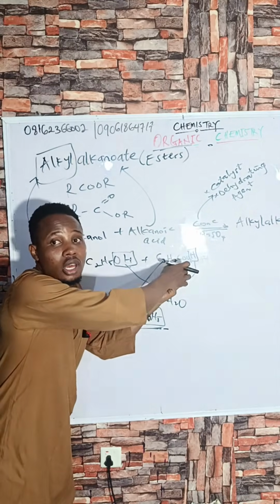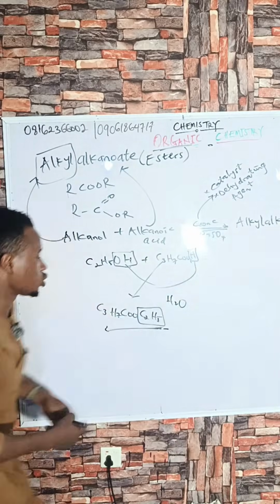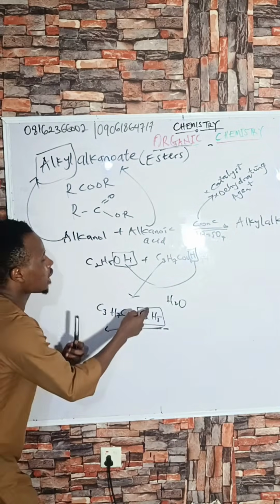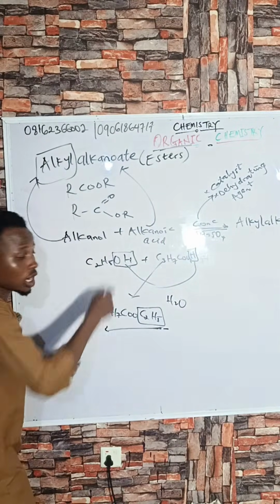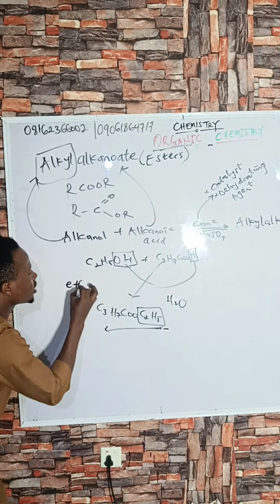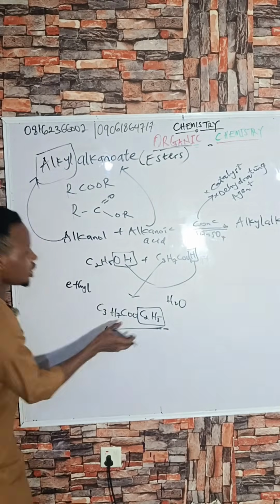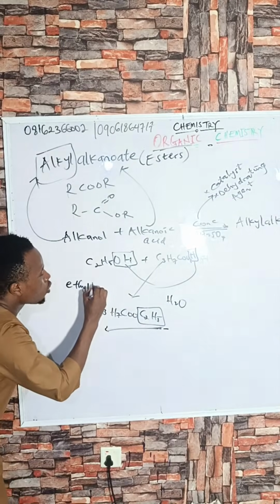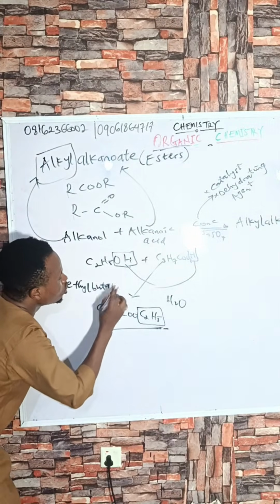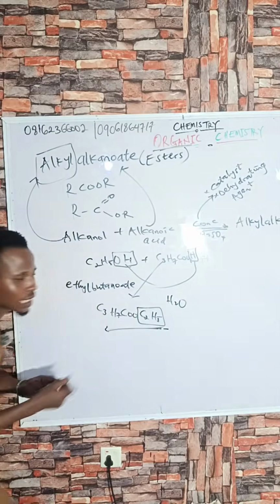C3H7COOH, that's 4 carbon, butanoic acid. So if I use it to form an ester, I will start with my alkyl, which comes from an alkanol. I'll call it ethyl. Then how many carbon is this? 4 carbon. I'll call it butanoate. Okay? Look at the idea again.